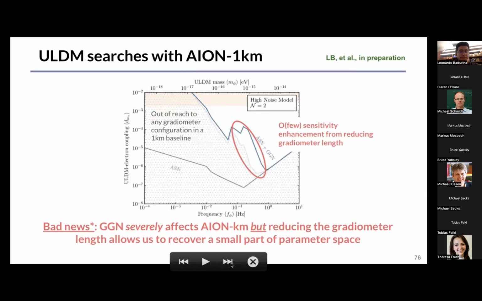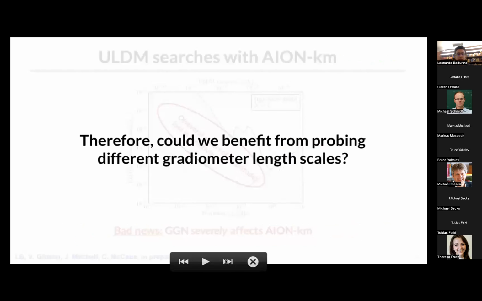What we notice, however, is that GGN, as opposed to atom shot noise, which is independent of where you position the interferometers, is dependent on the vertical position along the baseline. So in a sense, one can think of rearranging the atom interferometers within the baseline to recover small parts of parameter space. And this is precisely what we did.